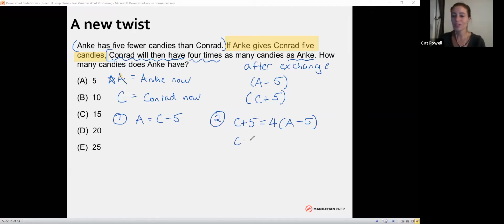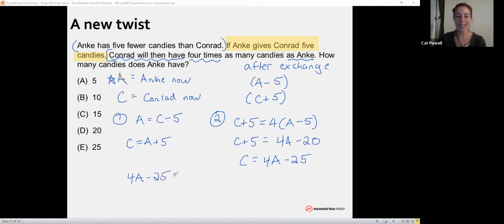Yep. Now we just clean up the algebra, get them both real simple. C equals 4A minus 25. And this is where I think it was Tara, Nikki, arranging this equation as C equals A plus 5 is super nice, because then when I combine, I just set them equal. Notice that the algebra mechanics in these problems actually aren't super bad in the end. It's the processing and the setup that gets really bad. So I get 3A equals 30, A equals 10.